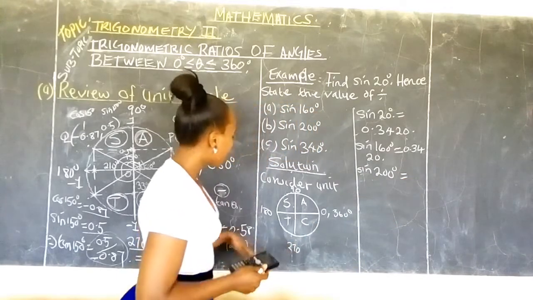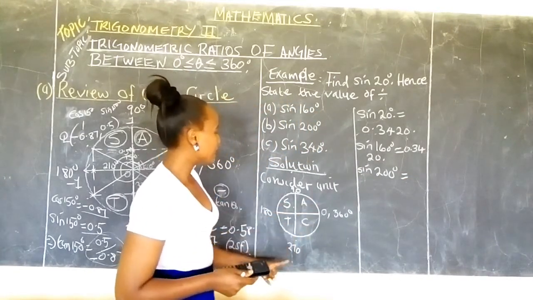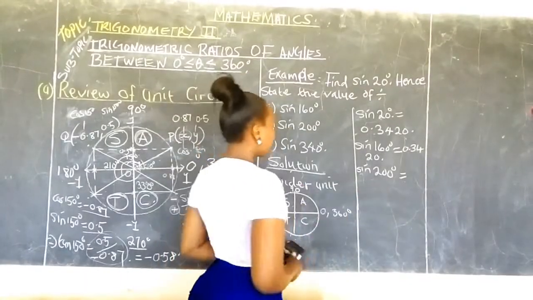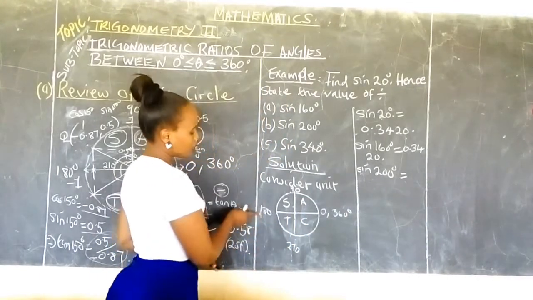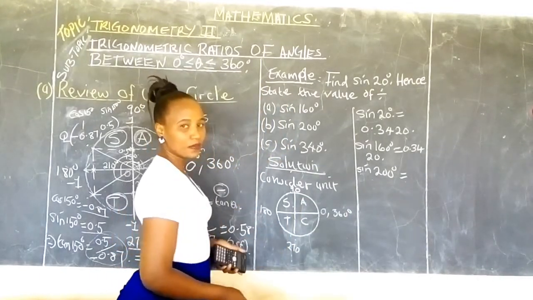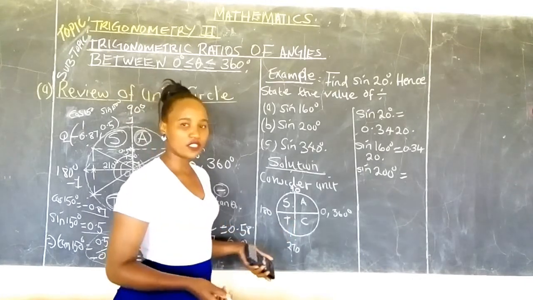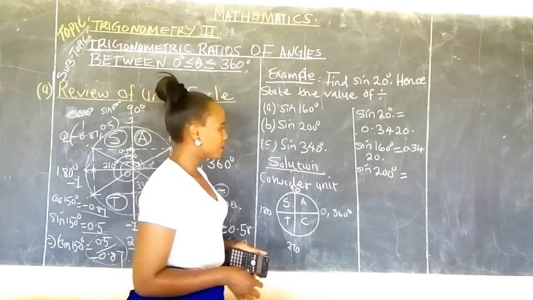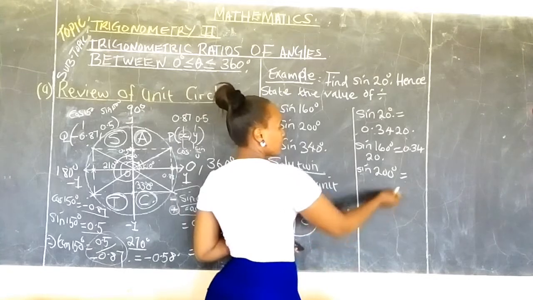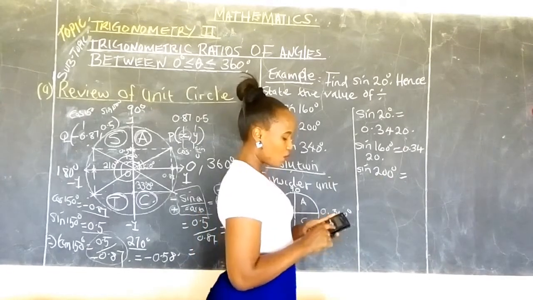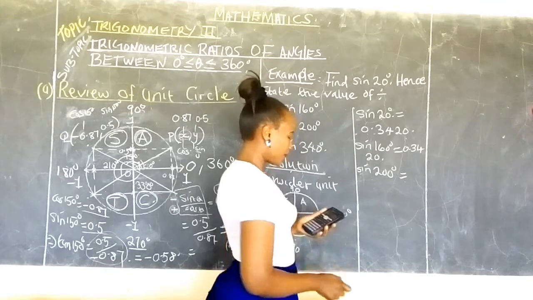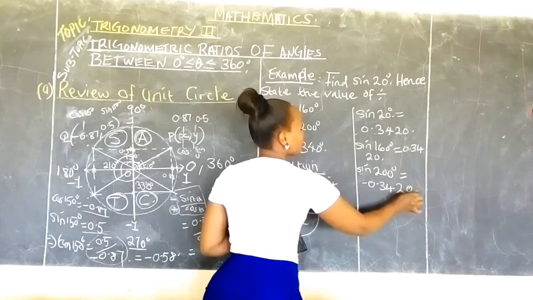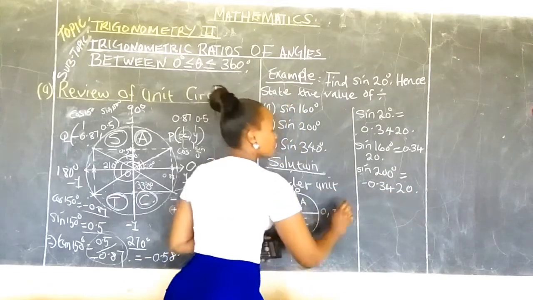Now, how about sine 200 degrees? What are we going to get? 200 is between 180 and 270, and we know it's only tangent that is positive over here. So the answer that we're going to get will be negative. Therefore, sine 200 will be negative 0.3420.